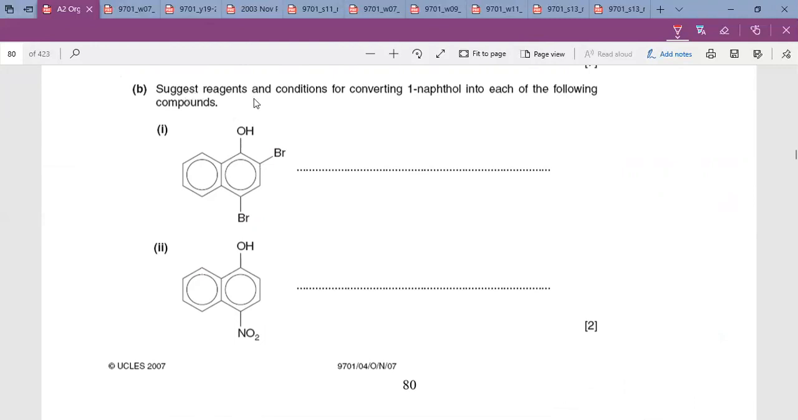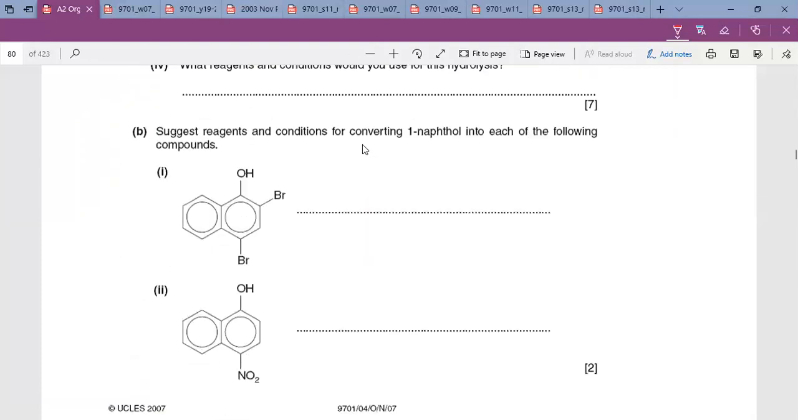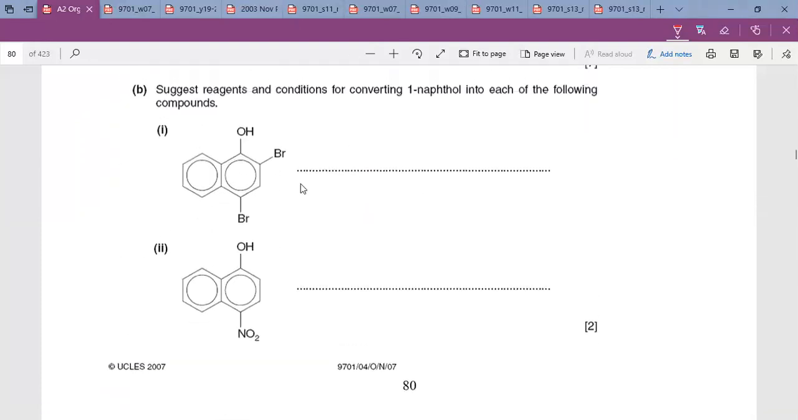Suggest reagents and conditions for converting 1-naphthol. Now this, 1-naphthol, is this right here. That means this is basically a phenol. Here, you see a phenol. Converting this fellow here to what? Two reactions now. If I were to draw 1-naphthol, that means it has an OH. I'm going to draw here just in case you are not very familiar with this one.